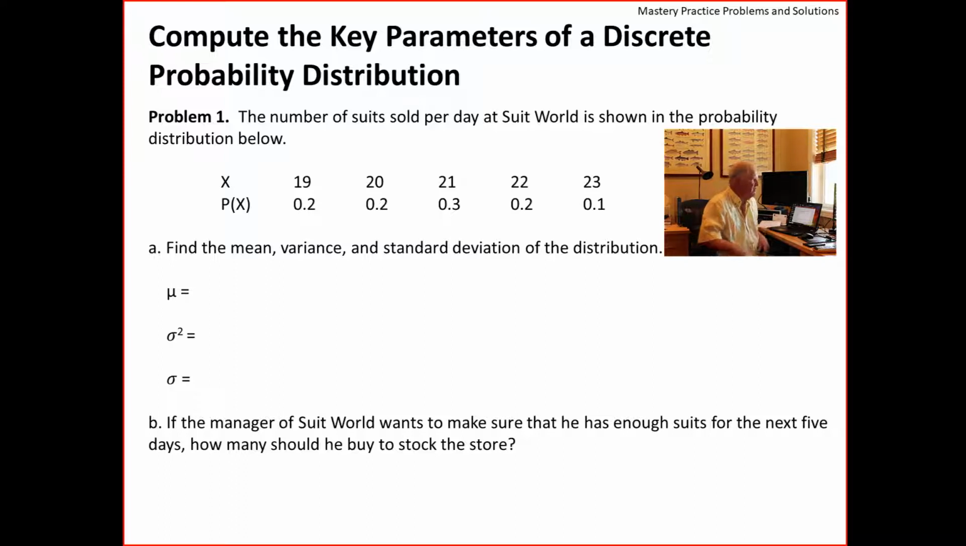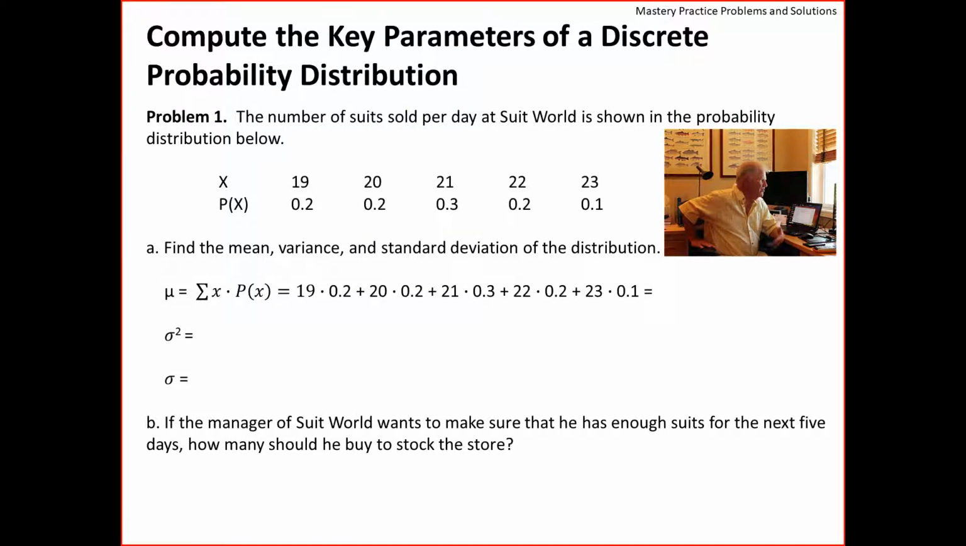So it says go ahead and find the mean, the variance, and the standard deviation here in part A. The mean, as we talked about before, can be hand computed by multiplying each x by its corresponding p of x and adding all of those up. So that's what this would look like. It would be 19 times 0.2 plus 20 times 0.2 plus 21 times 0.3 plus 22 times 0.2 plus 23 times 0.1. Something you could do with a standard calculator. You don't need a stats package to do this calculation. If you did it, you'd find the answer is 20.8.